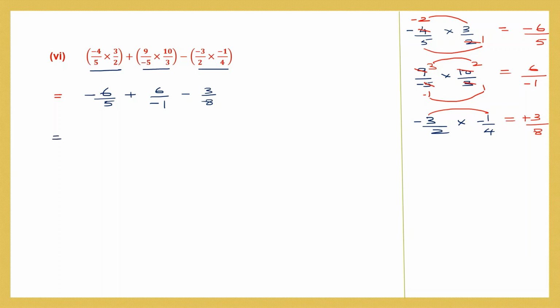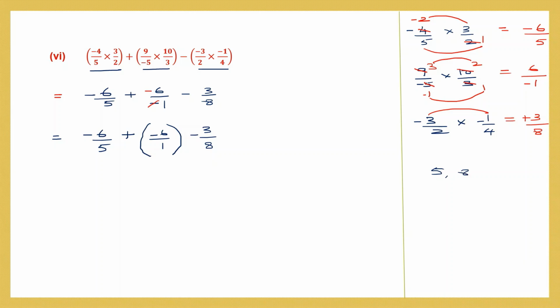Rational numbers are here. Now the first rational number minus 6 by 5 can be written as it is. The second one, the denominator is negative. So we're going to move the minus sign from here and put it for the numerator. So that becomes minus 6 by 1. So that is minus 6 by 1. And here we have minus 3 by 8. So now let's find the LCM of the denominators, that is 5 and 8.